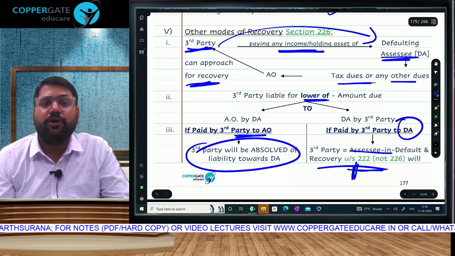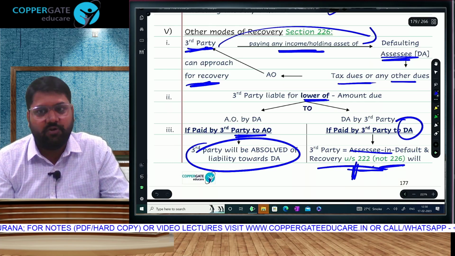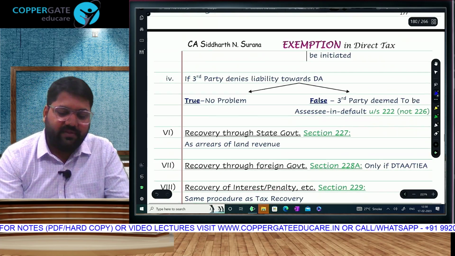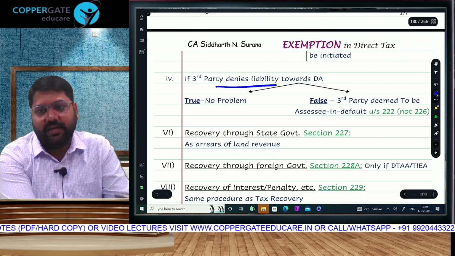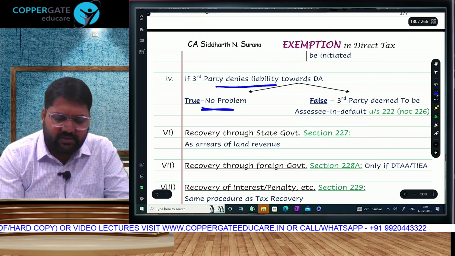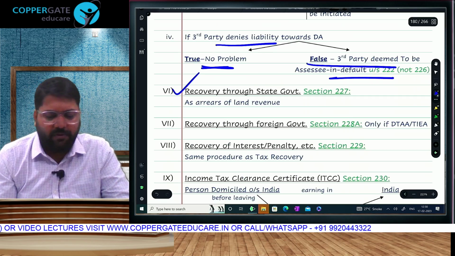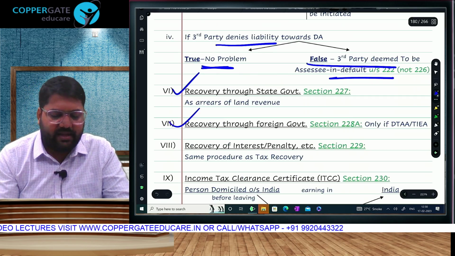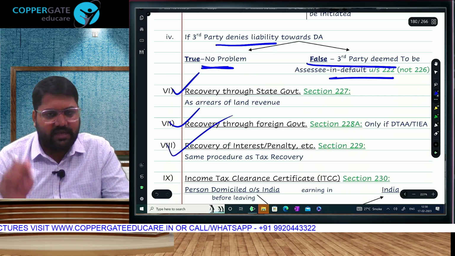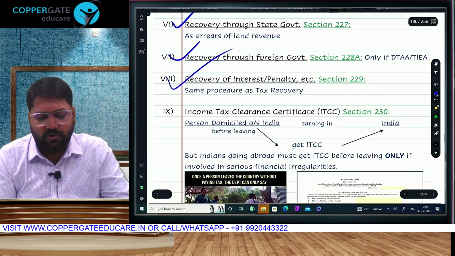That means we will send the TRO to the third party, but not 226. We will not go to the fourth party. And if the third party says that there is no such liability, and it is true, then no problem. If false, then again you will be personally liable. We can take help of the state government for recovery. We can take help of a foreign government for recovery. Same as tax, we can recover interest and penalty also.